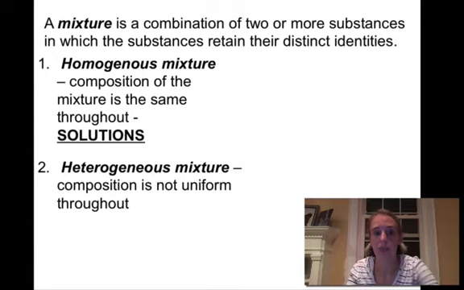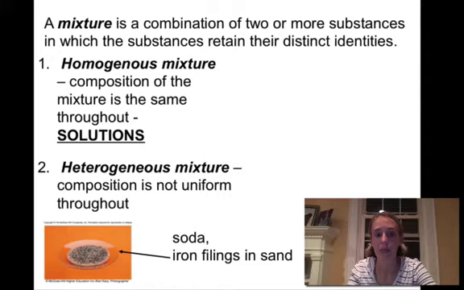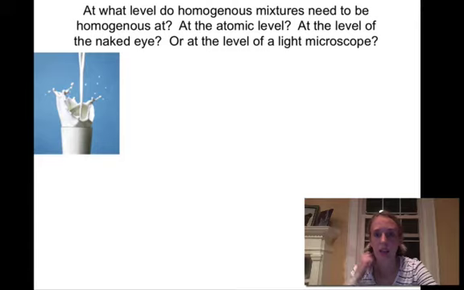In a heterogeneous mixture, the composition is not uniform throughout. So a couple examples here. A soda would be an example of a heterogeneous mixture because you've got little air bubbles. Those air bubbles are different from the rest of the material in question. Another example that would be pretty obvious would be a mixture of iron filings and sand. But this question often brings up some finer points.